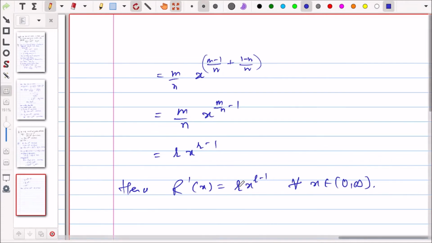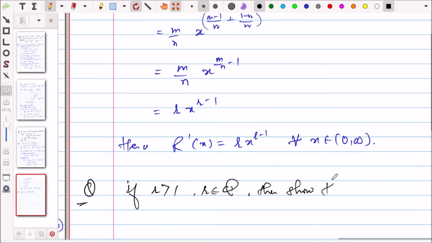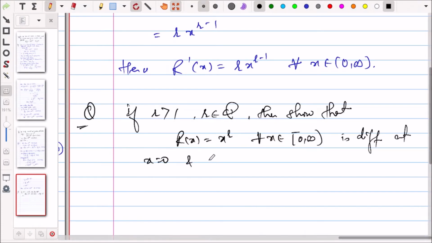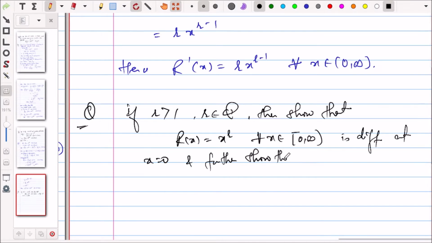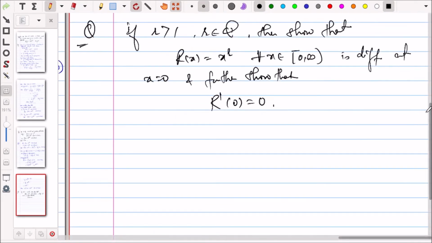So we have shown this as well. One more thing: if r is greater than 1, then you can show that this will be differentiable at 0 also, but that will come from the epsilon delta definition, which you have to prove. Question: if r is greater than 1 and r belongs to Q, then show that r(x) equal to x to the power r for all x belonging to 0 to infinity is differentiable at x equal to 0, and further show that r dash 0 is equal to 0. This can be proved easily from the epsilon delta definition, or you can also apply the limit definition.